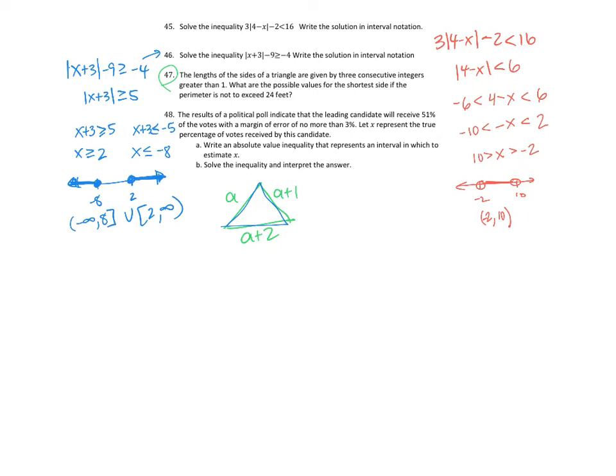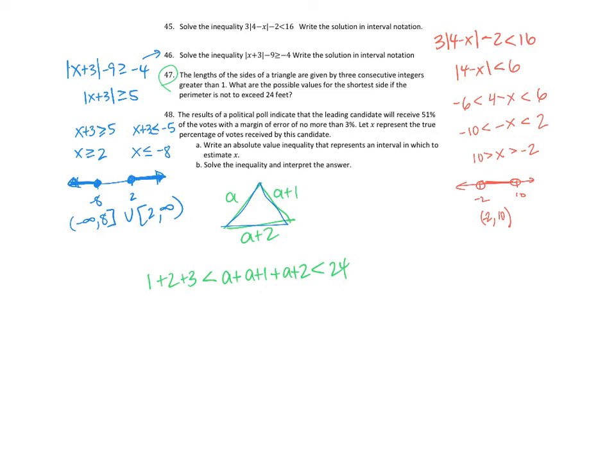So my perimeter is going to be a plus a plus 1 plus a plus 2. I add up all 3 sides. I want that to be less than or equal to 24. And then the other thing I know is since a is greater than 1, a plus 1 is greater than 2, and a plus 2 is greater than 3. So I know the perimeter must be greater than 1 plus 2 plus 3. And so now I can solve this inequality for a.